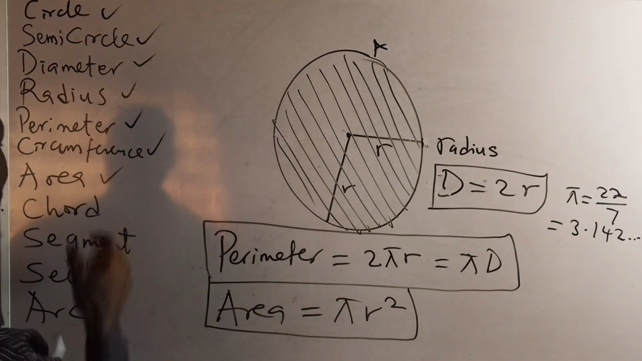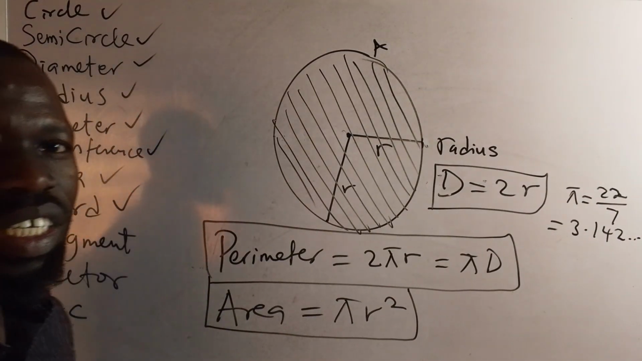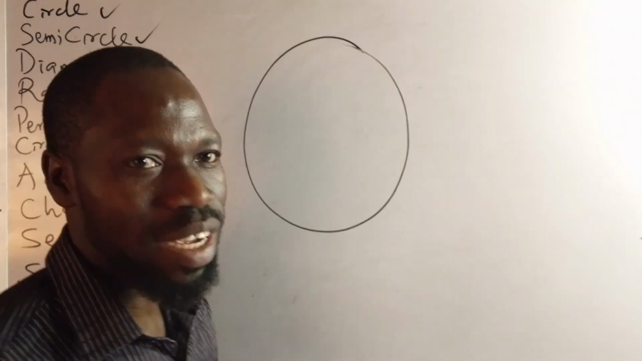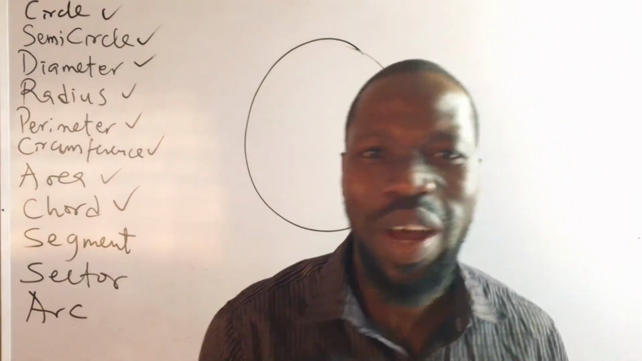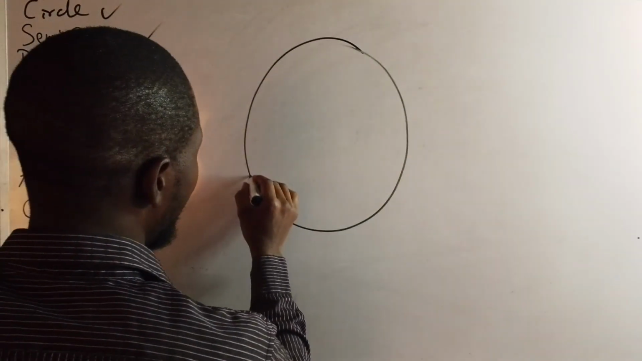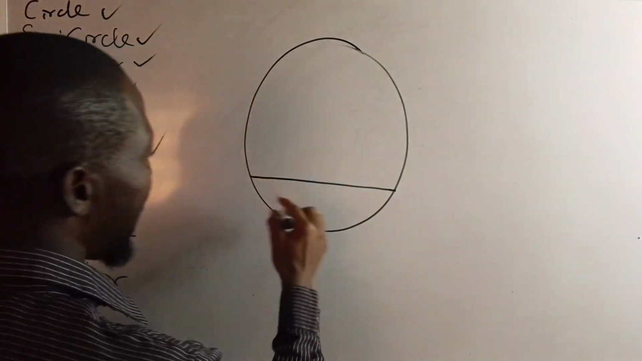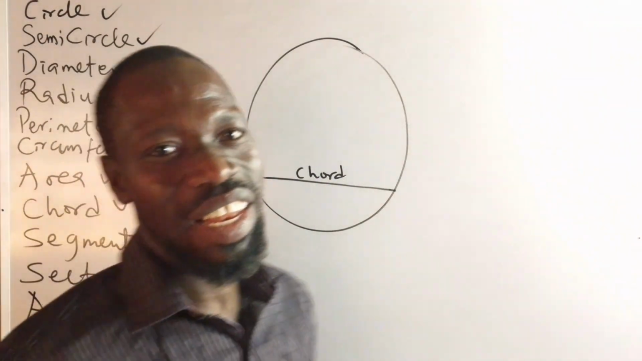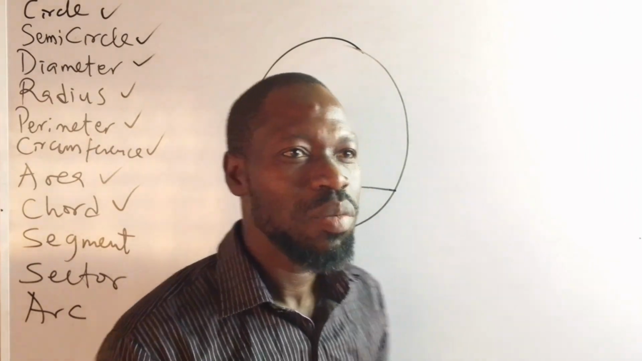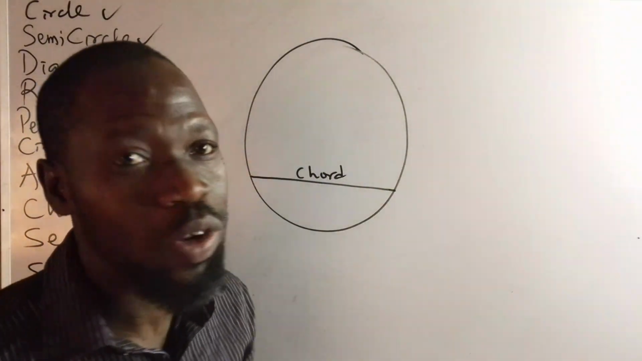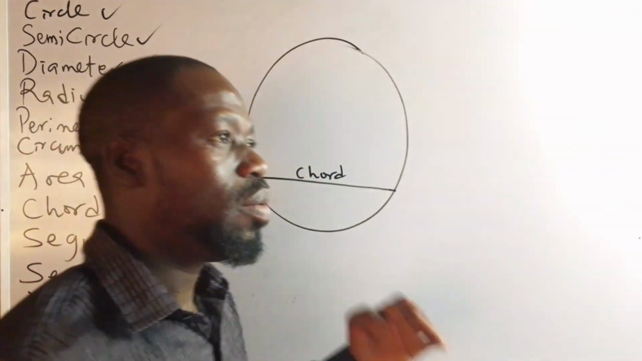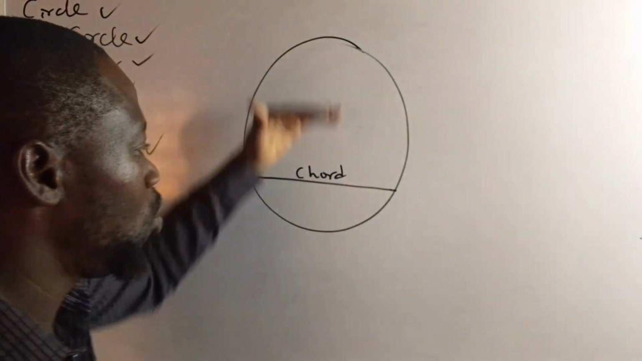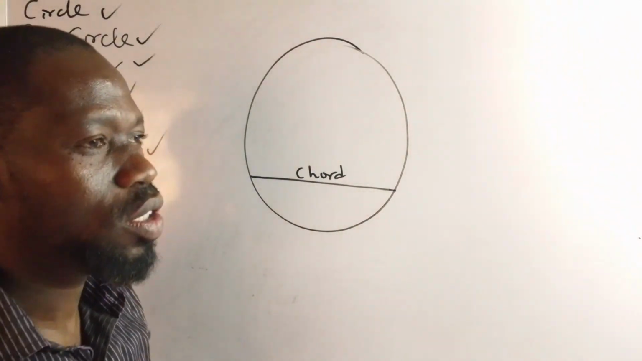The next thing to look at is the chord. What is a chord in circle? Chord is a line that divides the circle into two, but not two equal parts. All right. So if you divide the circle into two parts, this line is called a chord. In fact, the diameter is the longest chord or the major chord because it's the longest line that divides the circle into two, which is two equal parts. Meanwhile, any other line that divides the circle into two is a chord for two unequal parts. So that is chord.